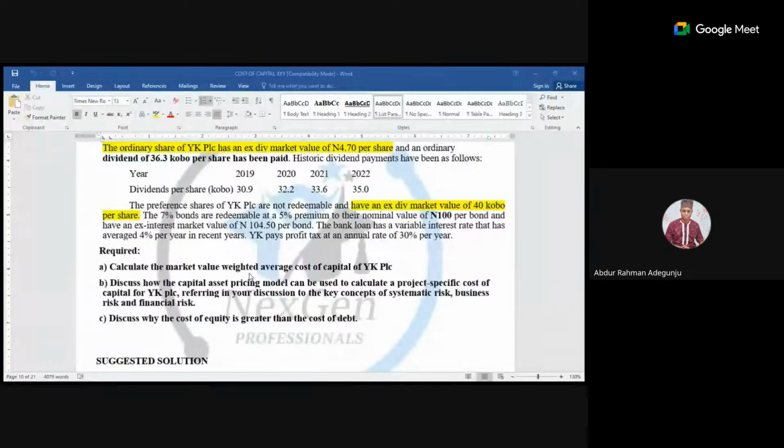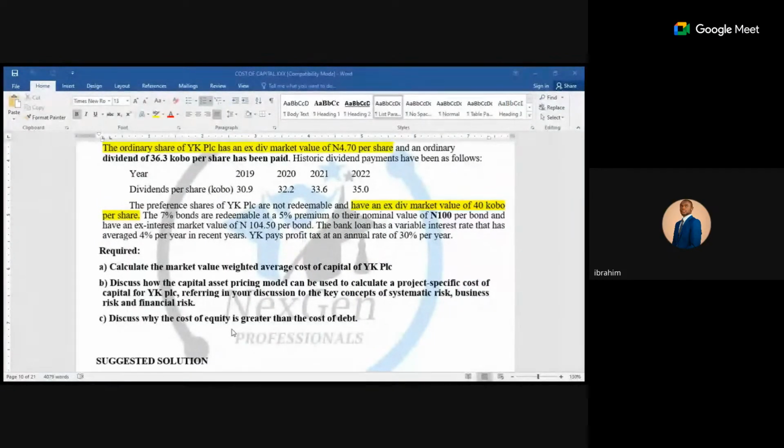So cost of equity is riskier than cost of debt. In addition, there is a tax relief on cost of debt, unlike cost of equity, where there is no tax relief. Okay, is that all? That's a very good one. Do we have any other person that wants to add?